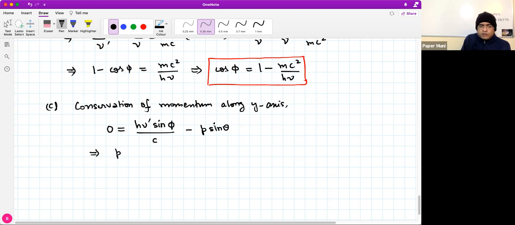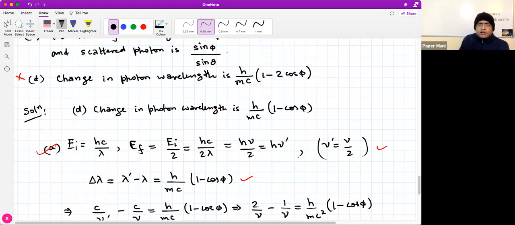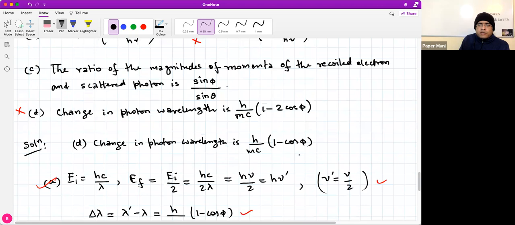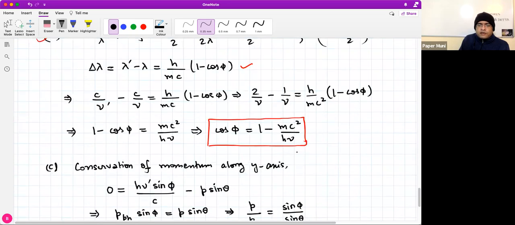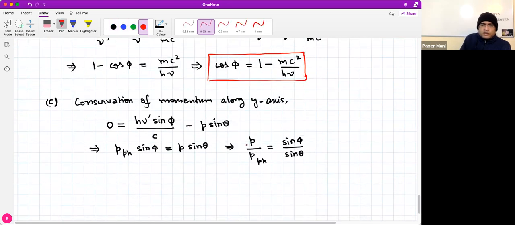All right, so this is momentum P_H, this is sine phi. This is equal to P sine theta. So this gives us P by P_H, according to the question, equal to sine phi by sine theta. So we are writing the momentum of the electron over the scattered photon as sine phi by sine theta. So this is correct. This relation comes out to be whatever is given in the option.